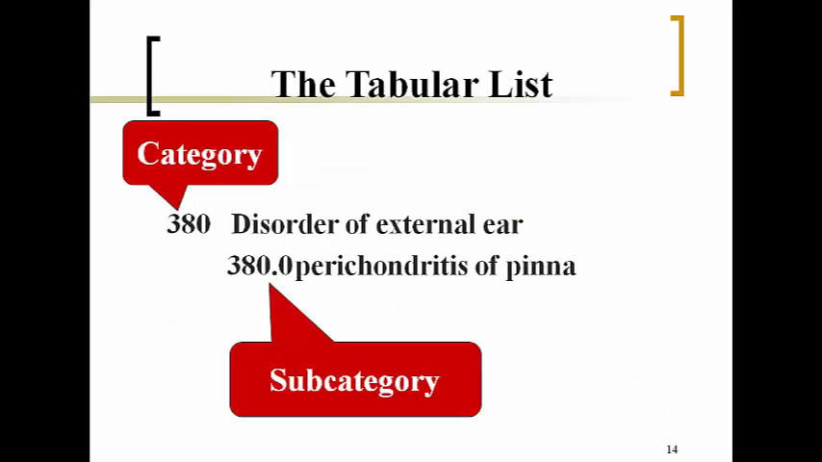Here's an example. Category 380 is disorder of external ear. Look this one up. You will see that there's other subcategories available. But in this example, the subcategory of that 0 or that 4th digit gives us a location and more specific condition of perichondritis.